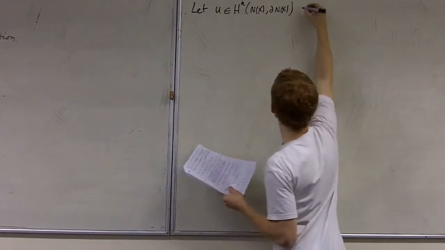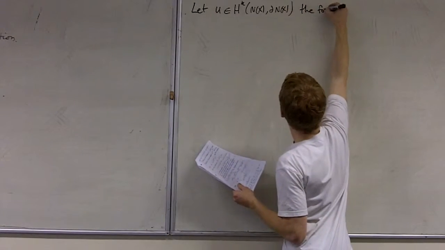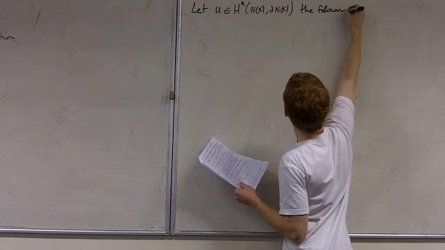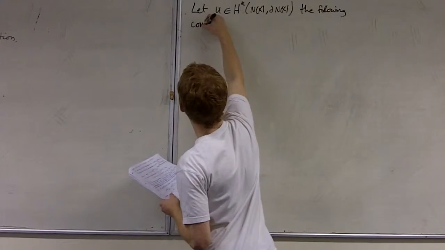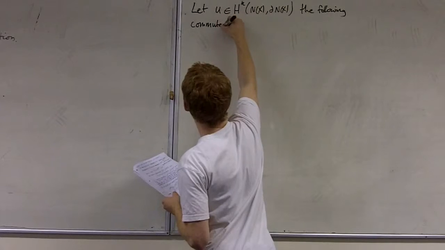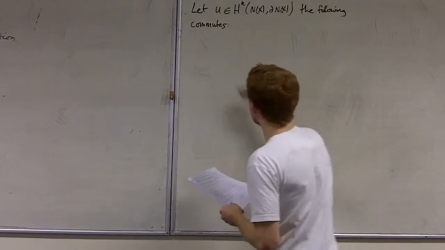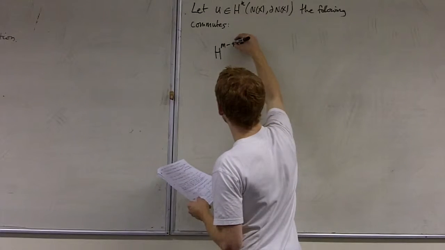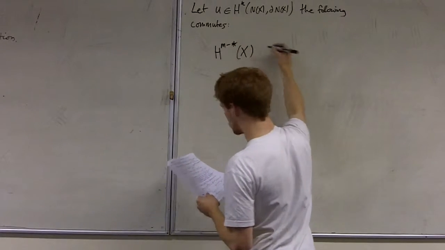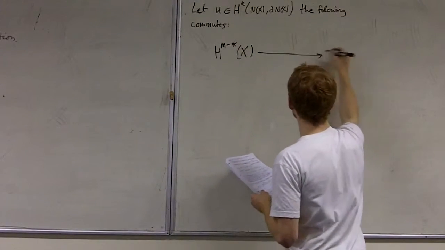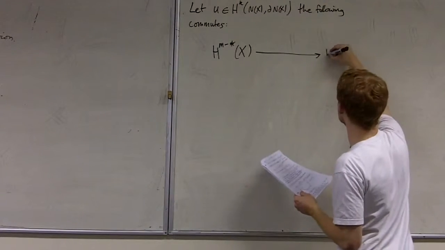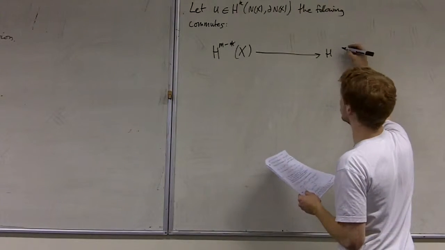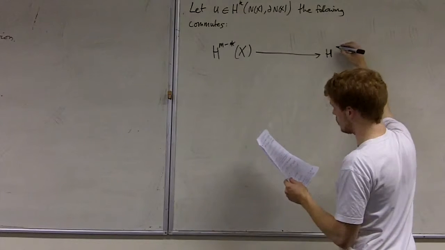Okay, so then the following commutes. Okay, so we've got the cohomology of X, and there's a map from that to the cohomology of this regular neighborhood.